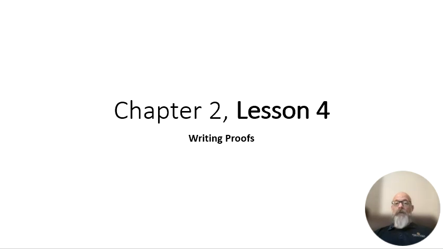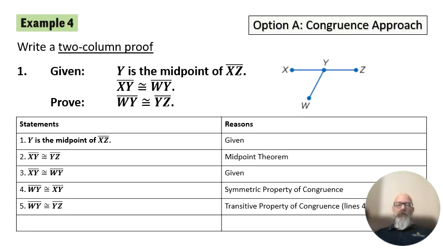All right, folks, here's a recap of Chapter 2, Lesson 4, our first introduction to geometric proofs. First thing you do is you read the conjecture. The way you read the conjecture is: if Y is the midpoint of XZ and XY is congruent to WY, then WY is congruent to YZ.